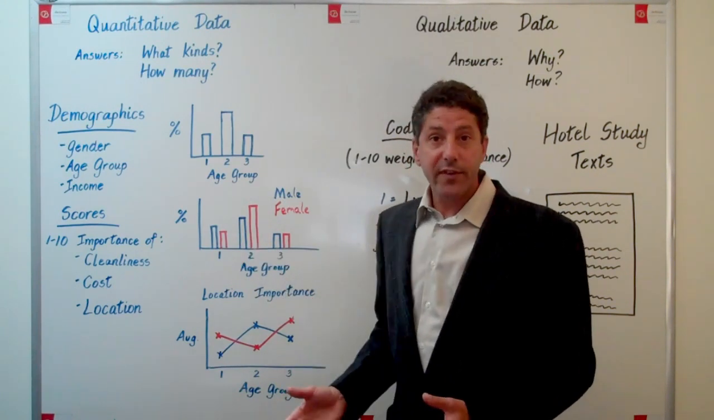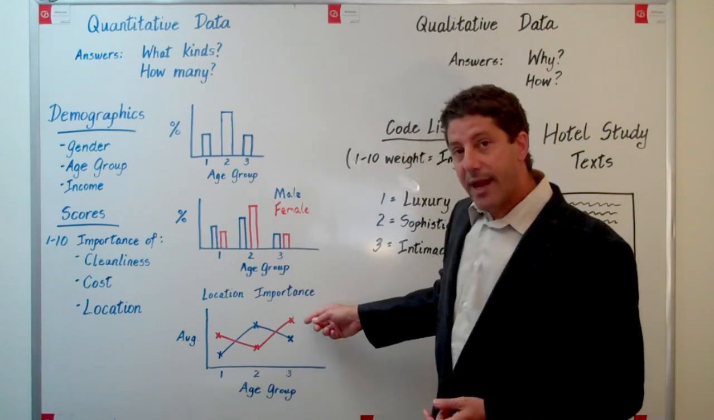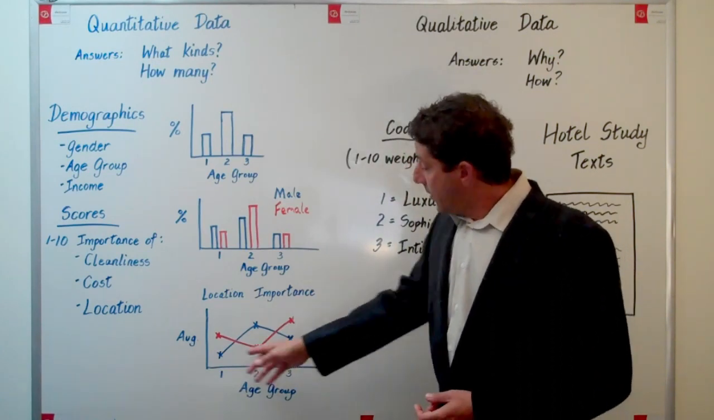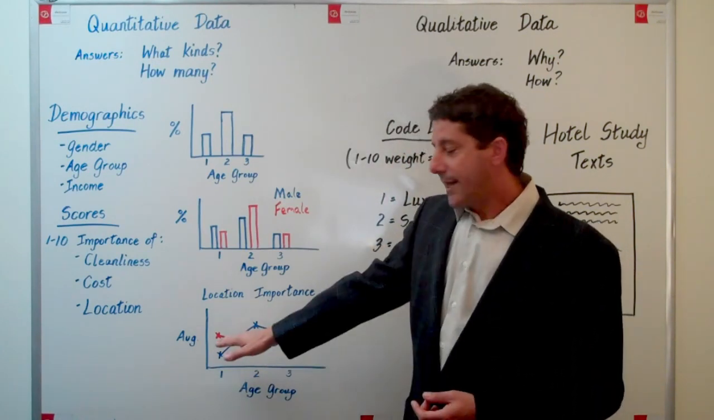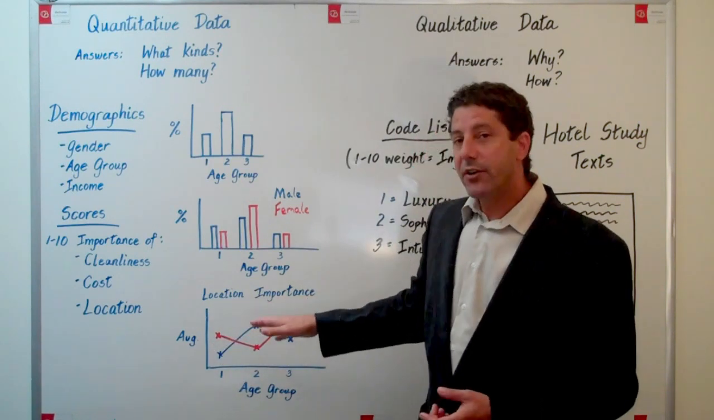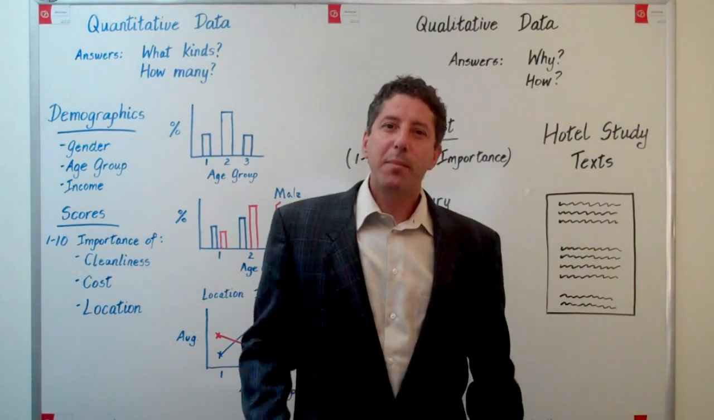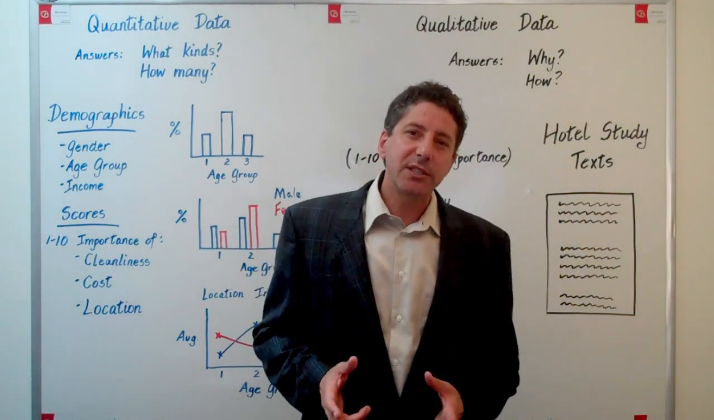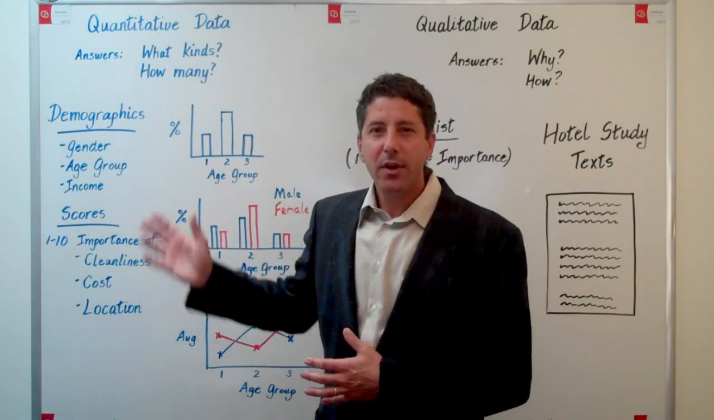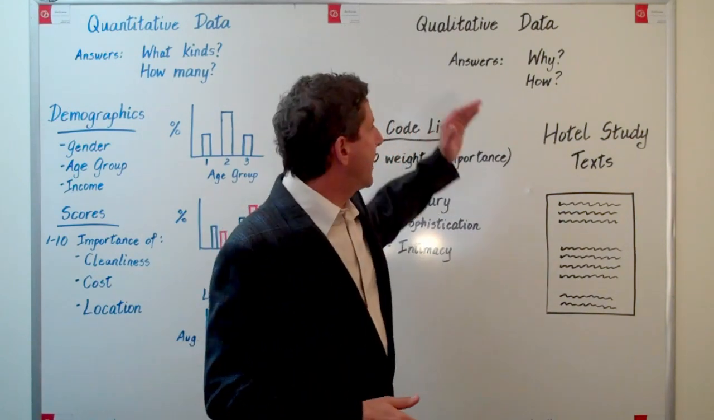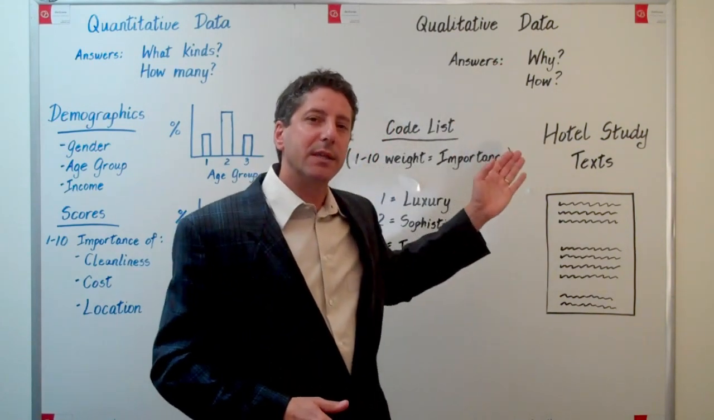Or we can do multivariate analysis. So here again we have our males and our females for our different age groups, and we're looking at the average importance of location for those people when they're making their decisions about a hotel choice. But what if we really don't know the kinds of questions that we should be asking on these scales? Qualitative data are much better at getting at the why and how kinds of information.